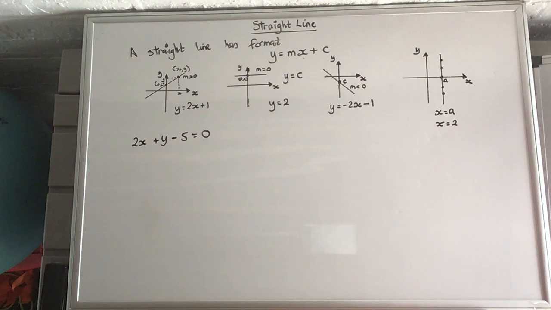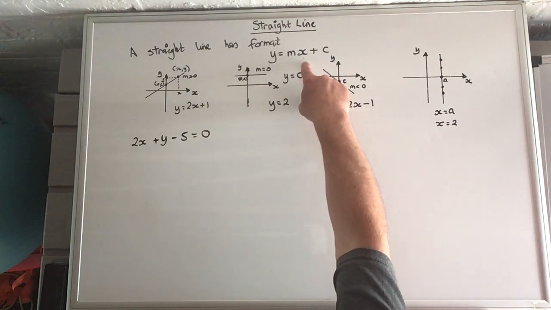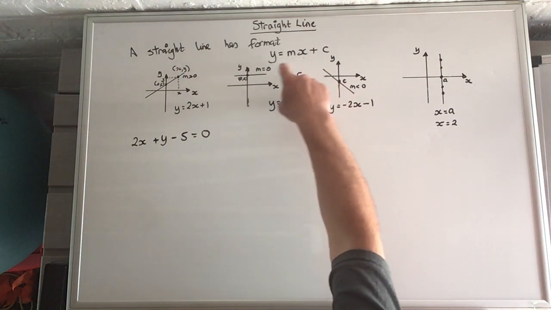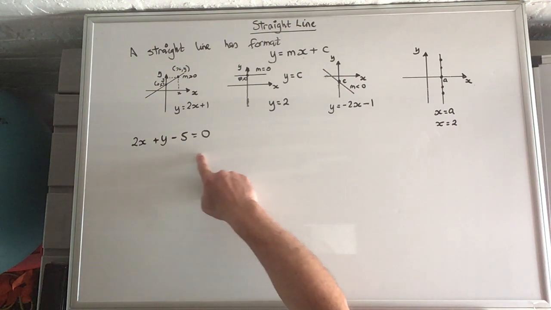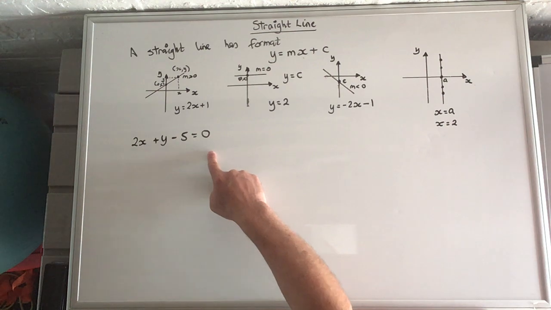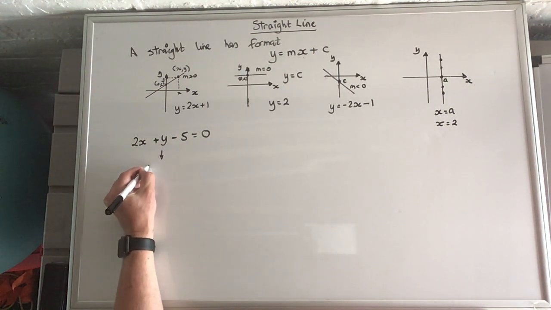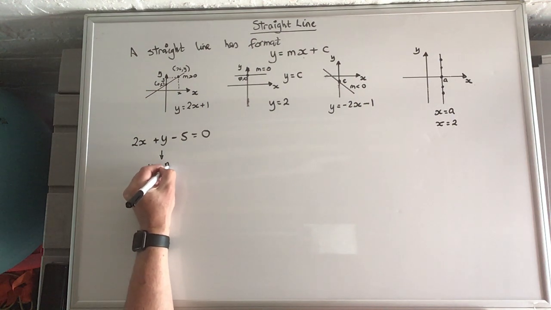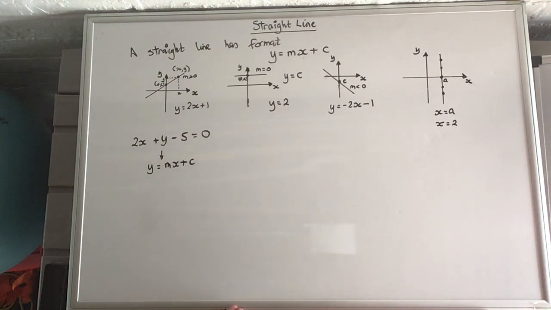And they say write down the gradient and the y-intercept. Now it's really, really important that if we go back to the original format of the equation, y equals mx plus c, it has to be written in this format so that you can read off the gradient and the y-intercept. You can see that this line here is not written in that format, but it is the equation of a straight line. So we have to rearrange this equation into y equals, and it must be y equals.